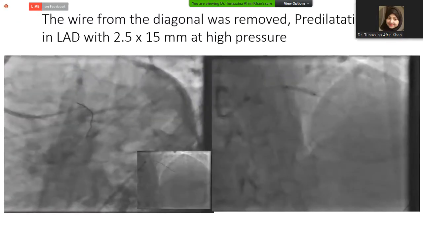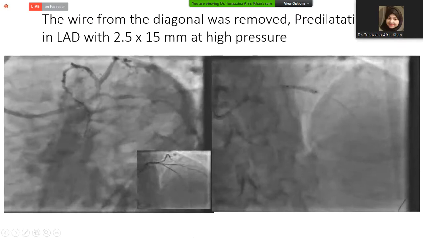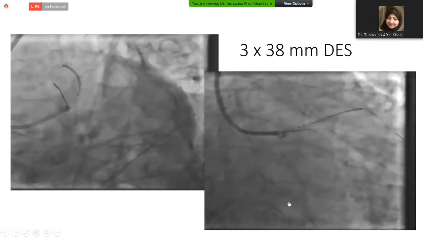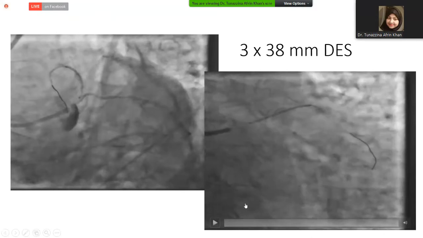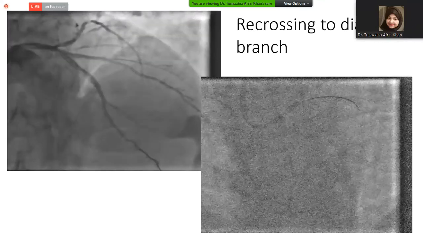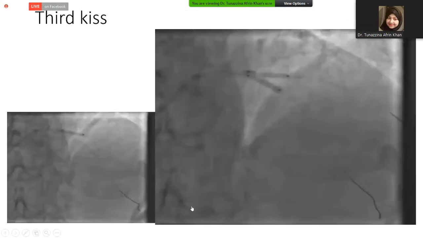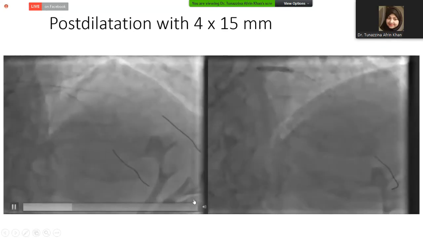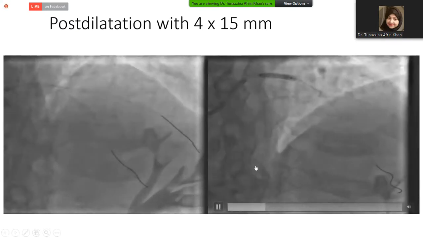The wire from the diagonal was removed, and pre-dilatation in the LAD was done with a 2.5 by 15 millimeter balloon at high pressure. And we implanted a 3.0 by 38 millimeter drug-eluting stent in the LAD. We then recrossed the diagonal branch through the stent struts in the LAD. And we did the third kiss. The proximal optimization was done with a 4.0 by 15 millimeter balloon in the proximal part of the stent in the LAD.